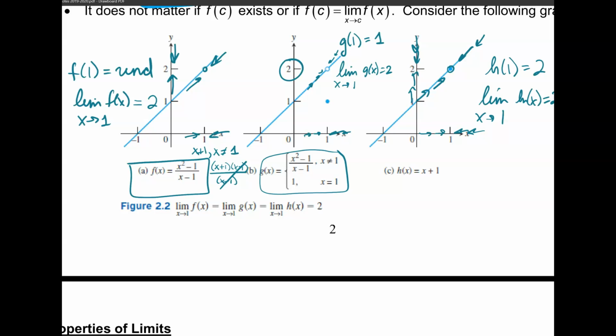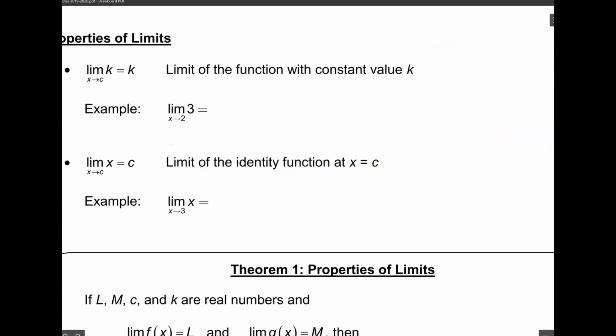What I want you to notice is all three of these graphs have the same limit. It doesn't matter if the function value exists there or if the function value is equal to the limit, we still could have a limit. You could cover up the hole. If you're approaching the same number from both sides, you have a limit. Even if the function doesn't have a value, or the function value is something else, I could still be approaching the same number from both sides. That's the point I'm trying to make with these three graphs.